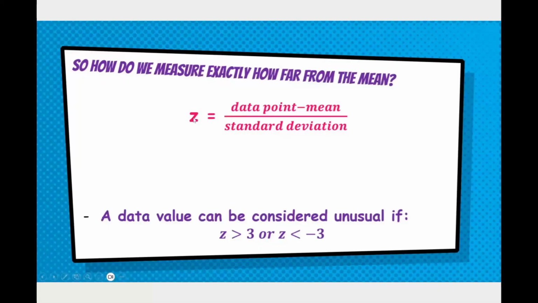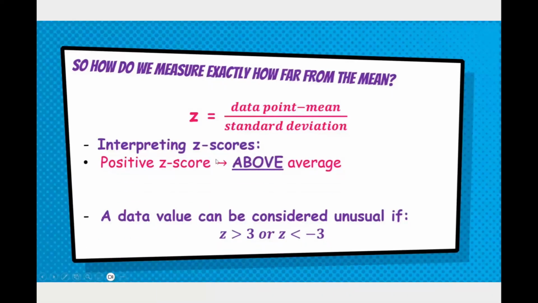We use this formula. The z-score is equal to a data point, so in that BMI example, 30 would be the data point, minus the mean, divided by the standard deviation. That gives us how many standard deviations above or below the mean we are, if it's positive or negative. We also need to consider anything more than 3 standard deviations away. If z is above 3 or less than -3, that is highly unusual. Sometimes we use those terms to describe our data, like an unusual data value.